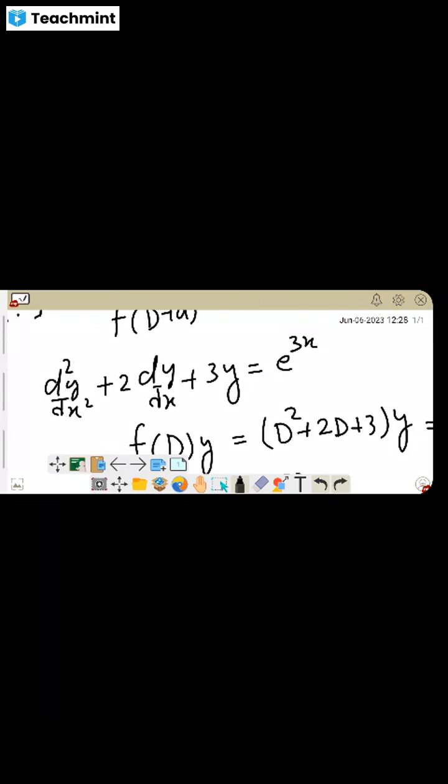Now we are doing it for trigonometrical and polynomial, means x to the power anything. Now we are doing for that.